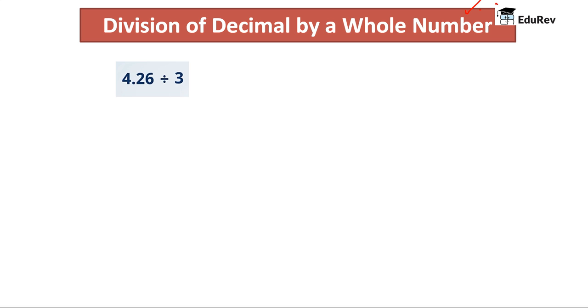Let us understand another type of division, which is division of a decimal by a whole number. Here is the question: 4.26 divided by 3. This is a decimal number and this is a whole number. How will we carry out this division of 4.26 divided by 3?